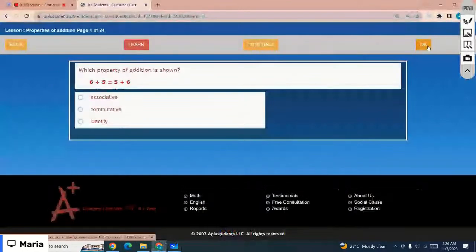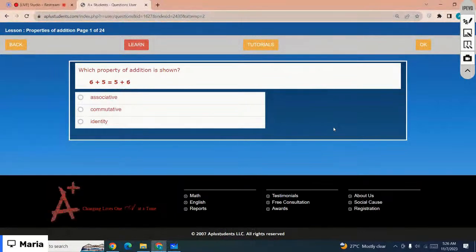Okay, which property of addition is shown? Associative, commutative, or identity? Either it is the zero property or it is identity. They both are the same, right? Zero and identity, that is the same property.